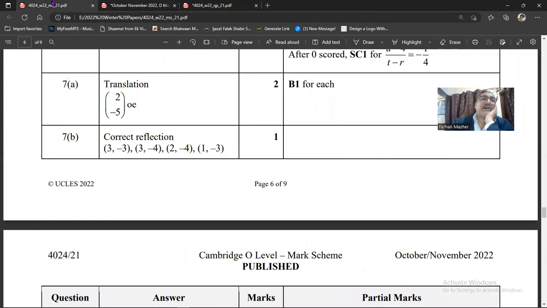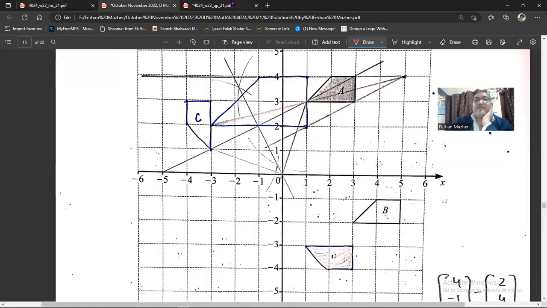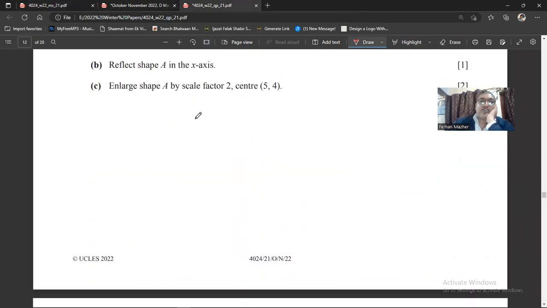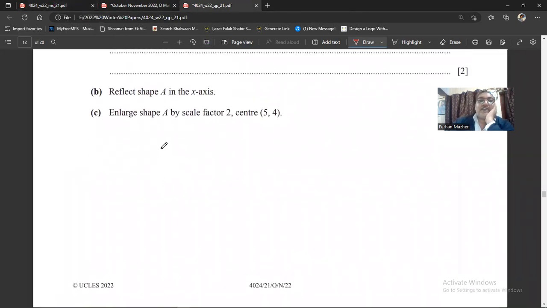So our answers are perfect. The marking scheme is telling us. I hope you understand how I have done the reflection in the x-axis. Very simple, straightforward transformation. And then we have a 2 marks question.